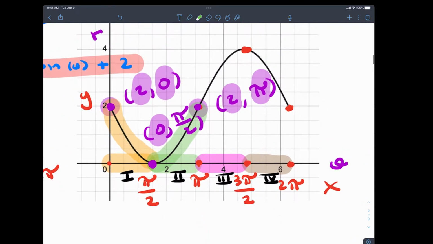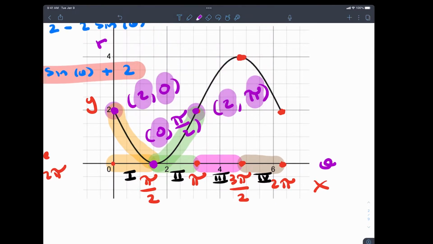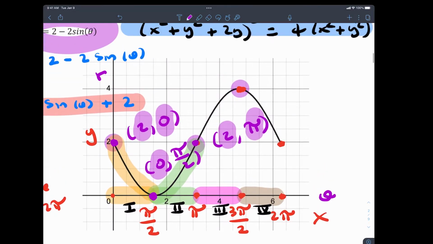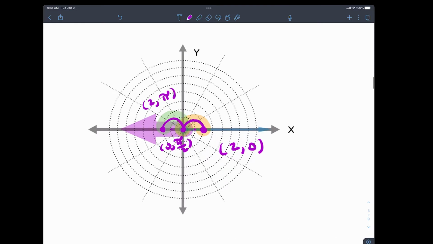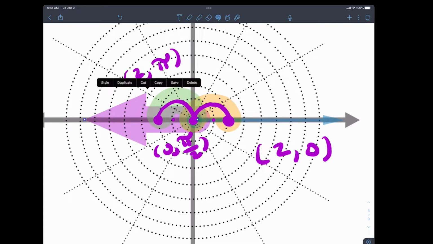Now, what's next? What's the next point we find? We got to read this. What's that location? The radius is what? 4, and the angle is what? 3 pi over 2. That's the pink. So I'm going to go from 2 pi to 4, 3 pi over 2. What's 3 pi over 2? 90 degrees. So we rotate. Again, we're at 180, and we're going to rotate to that 270. Isn't that 3 pi over 2?